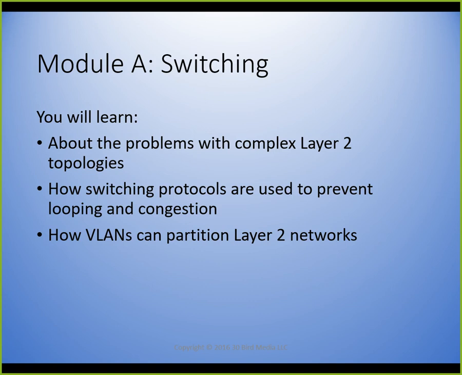Module A, switching, about the problems with complex layer 2 topologies. If we want to create some redundancy, we have an issue. I want to show the difference between what happens at layer 3, looping, and layer 2, and what we can do about each of these things, and how switching protocols are used to prevent looping and congestion, and how VLANs can partition layer 2 networks.